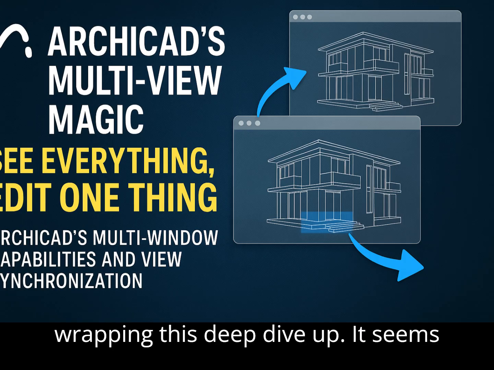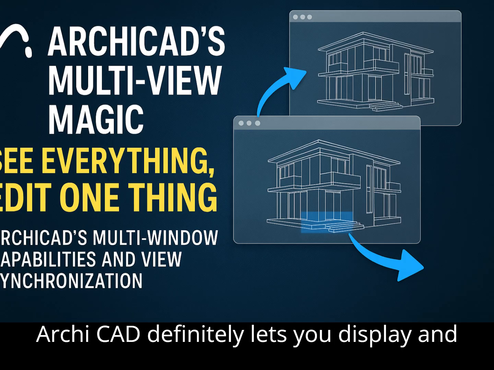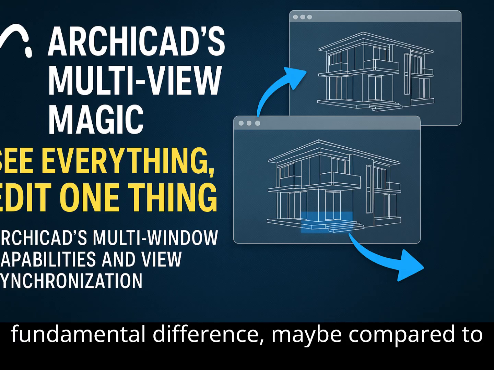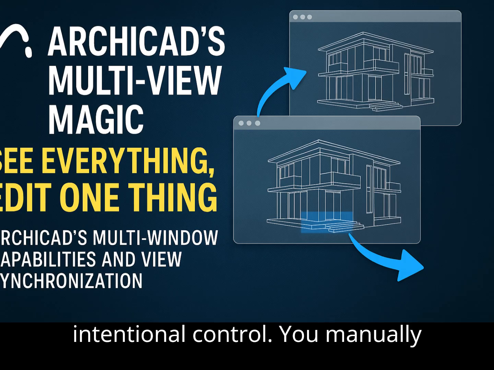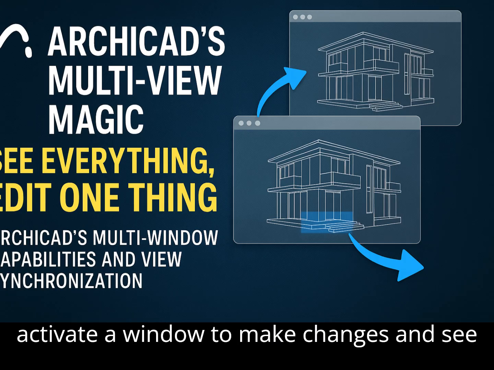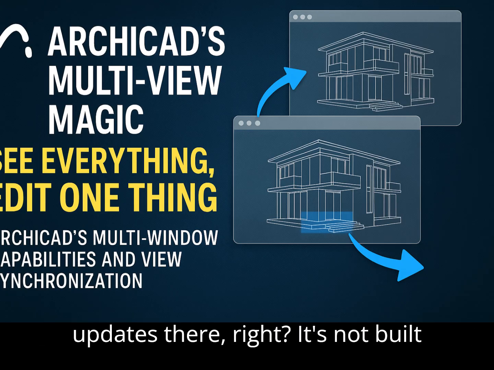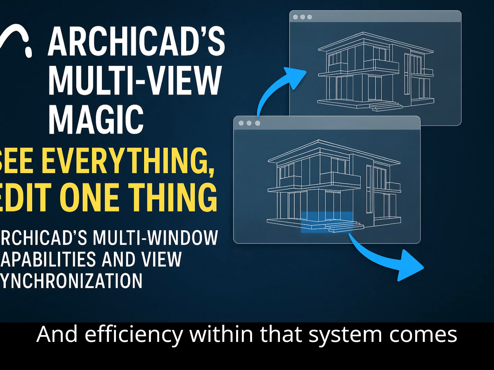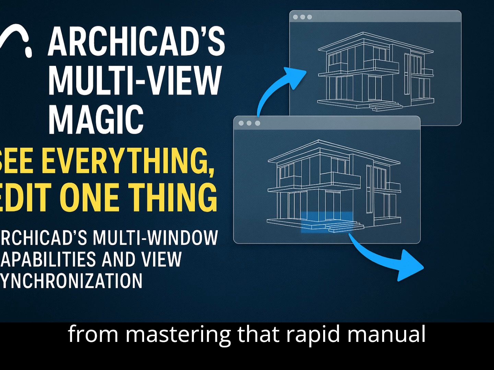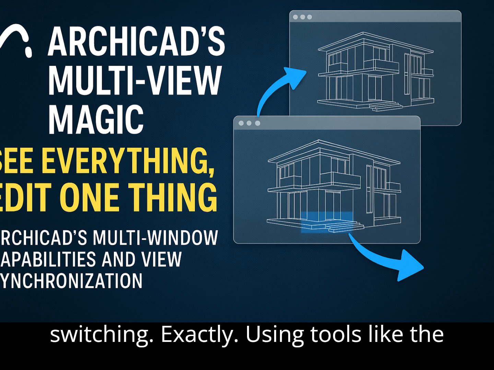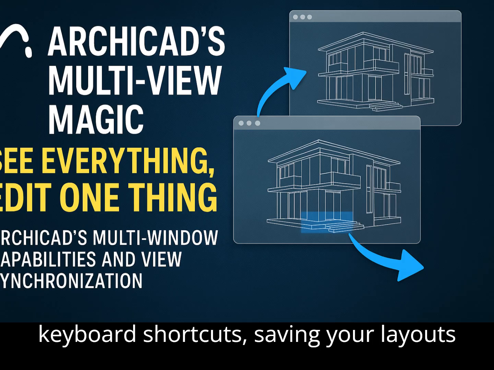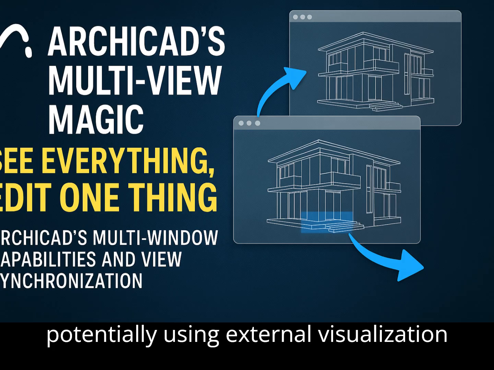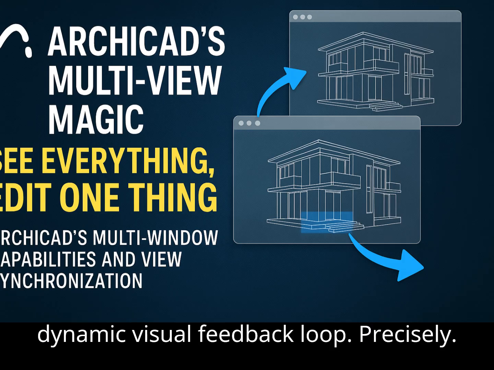Smart. Okay, so wrapping this deep dive up, it seems Archicad definitely lets you display and arrange multiple views. But the fundamental difference, maybe compared to some other software, is this focus on intentional control. You manually activate a window to make changes and see updates there. Right. It's not built around automatic real-time synchronization across all open views. And efficiency within that system comes from mastering that rapid manual switching. Exactly. Using tools like the view map correctly, getting good with keyboard shortcuts, saving your layouts with work schemes, managing tabs, and potentially using external visualization tools like Inkscape if you need that dynamic visual feedback loop.